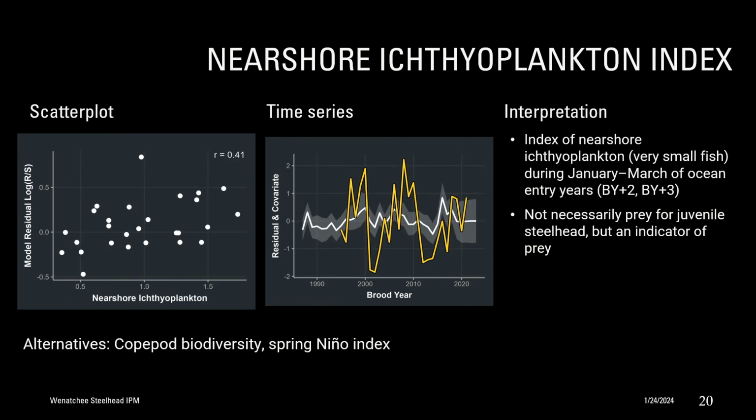So now we built that one into the model and look at the residuals again. And the next thing that shakes out is an index of the nearshore abundance of ichthyoplankton in the Pacific in the winter before steelhead smolts are going to arrive in the ocean.